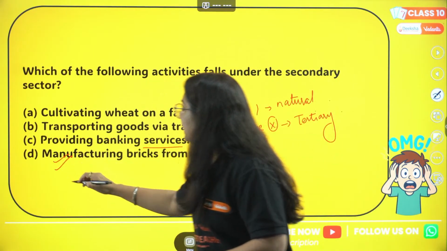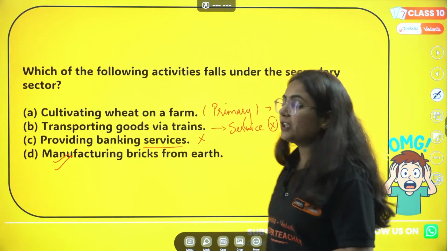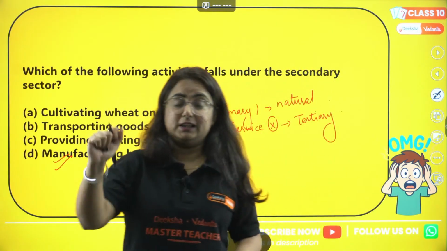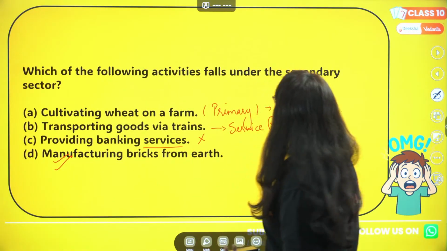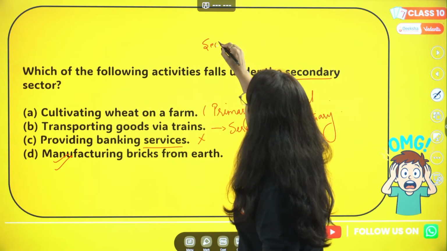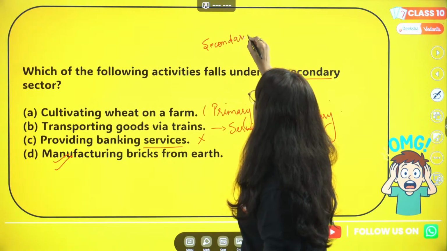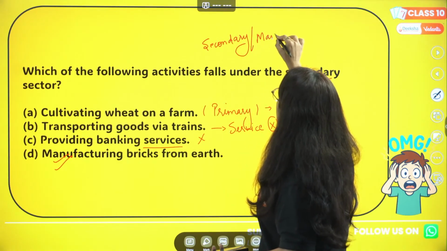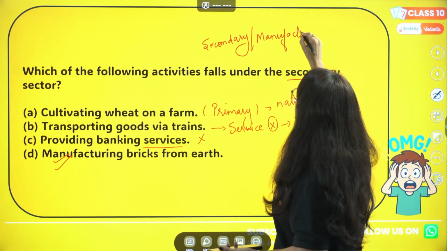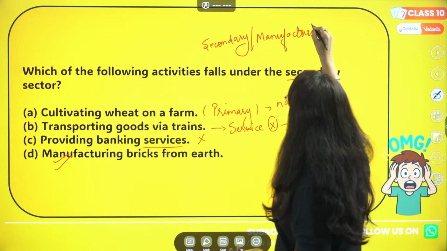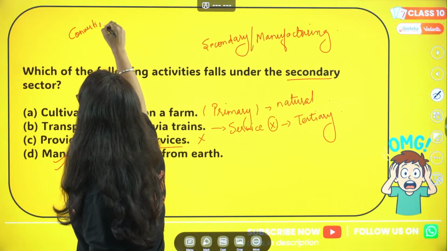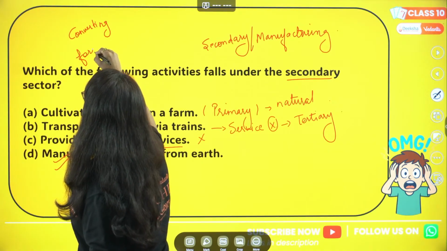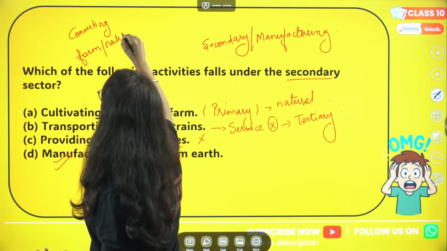However, the correct answer here is D, manufacturing bricks from the earth. Now you are manufacturing it. And do you know, my dear students, that the secondary sector is also known as the manufacturing sector? In manufacturing, you are just converting the form or nature of a natural substance.